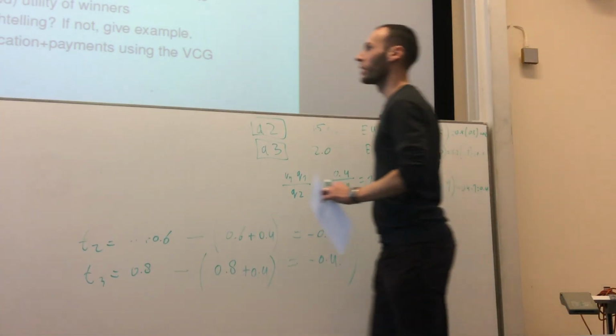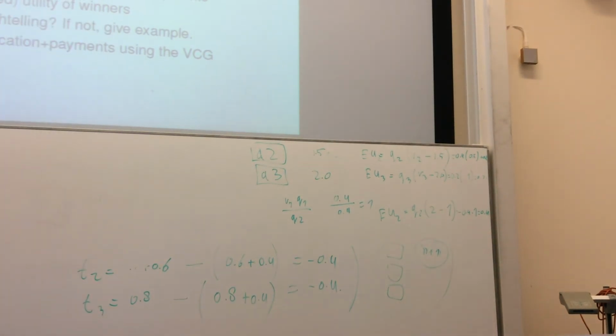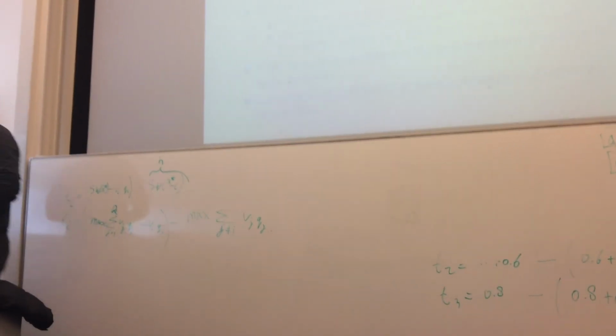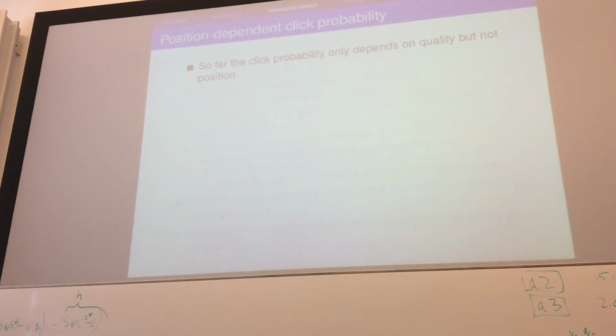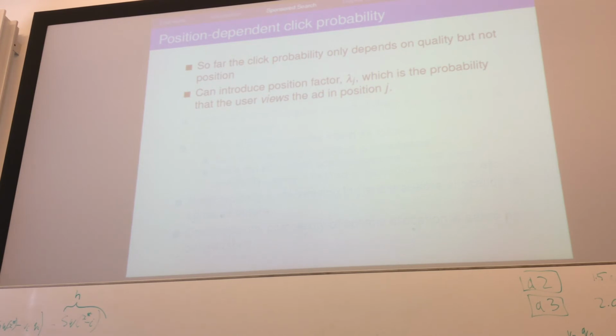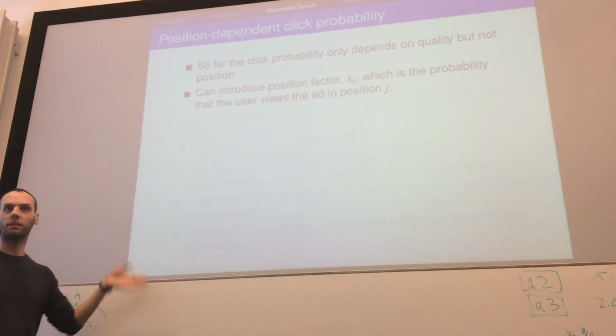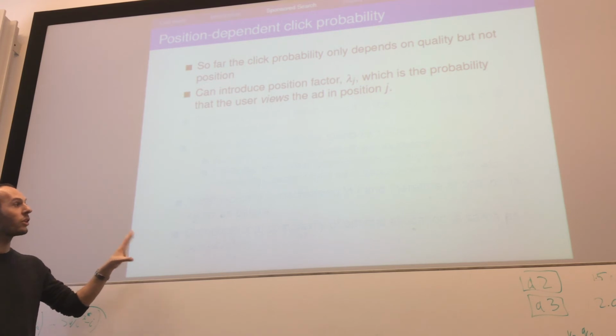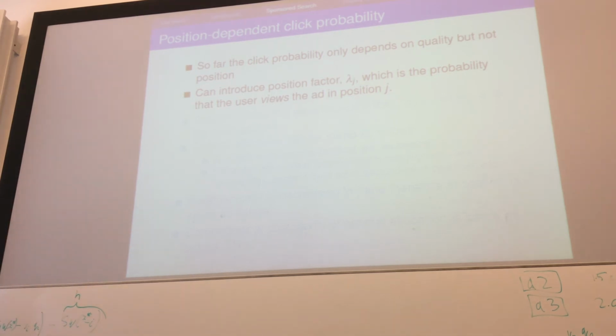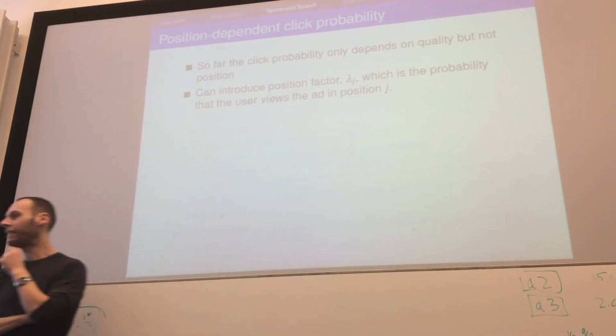So now this is the simple bit. Now it gets more complicated. So far the click probability only depends on the quality but not on the position. Now we already saw that that's not realistic, but that's what Google does. It's fine. In a sense, the highest bidder does pay less. So the high slot is generally more expensive than the other slots. So it is kind of encoded in the payment in a sense. But let's model this a little bit more in detail.